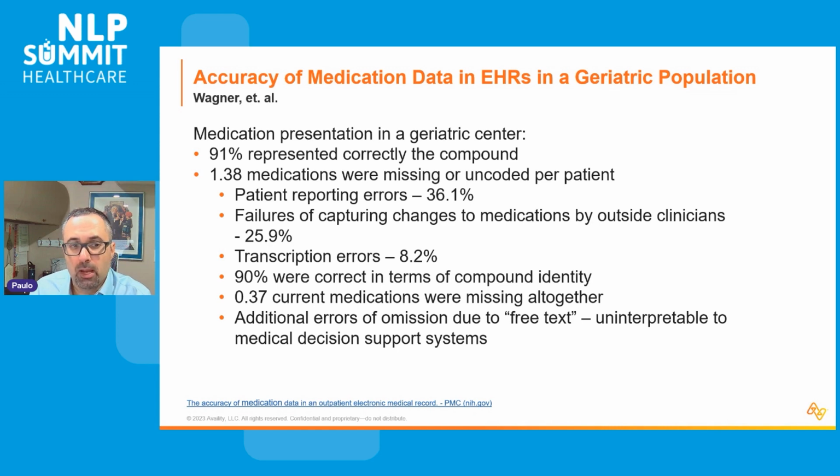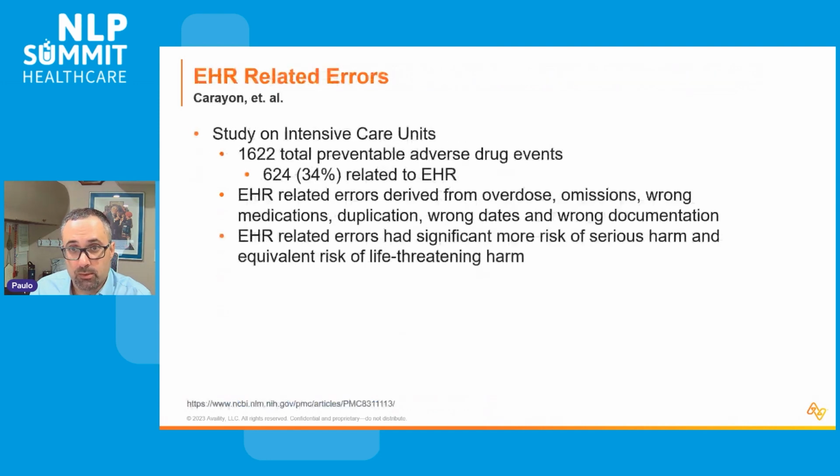We know that only about 90% were correct in terms of compound identity at the source. And additional errors of omission were due to things like free text being uninterpretable to medical decision support systems in electronic health record systems.